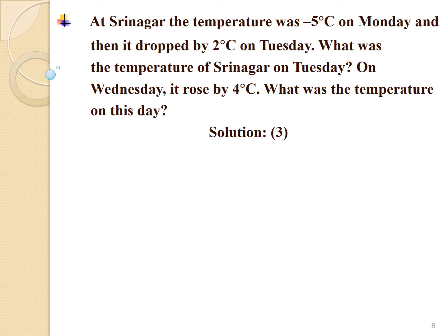Now, question number 3. At Srinagar, the temperature was -5 degrees Celsius on Monday, and then it dropped by 2 degrees Celsius on Tuesday. What was the temperature of Srinagar on Tuesday? On Wednesday, it rose by 4 degrees Celsius. What was the temperature on this day?